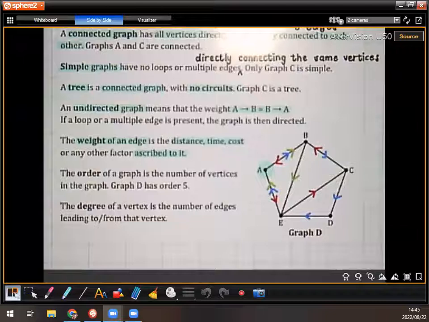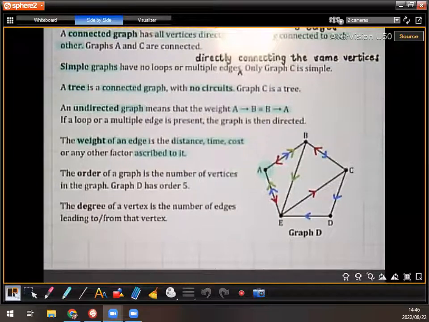Can we click? If you have, for example, a loop with just two vertices, and then they have the same weight, is it a directed graph? What did they say? If there is a loop or multiple edges present, the graph is then directed. I'm not sure. I think they won't test you on that.